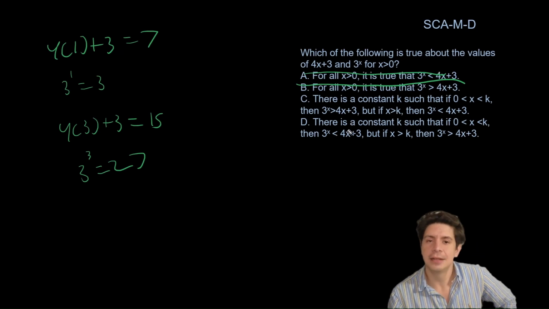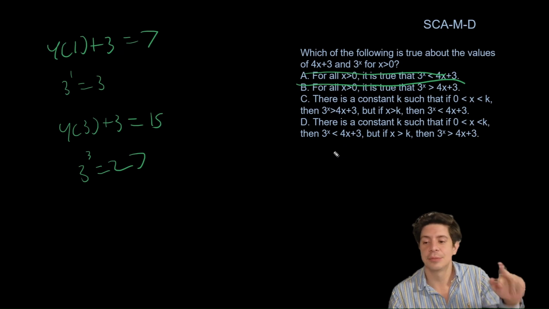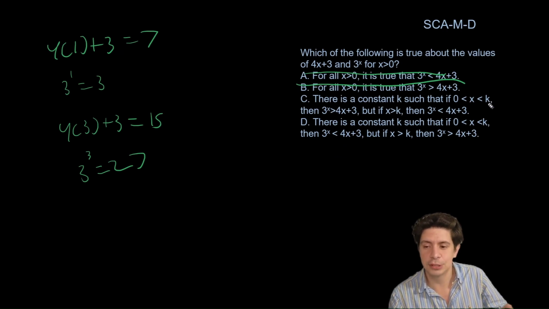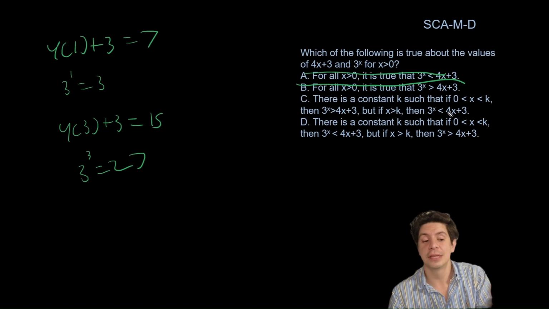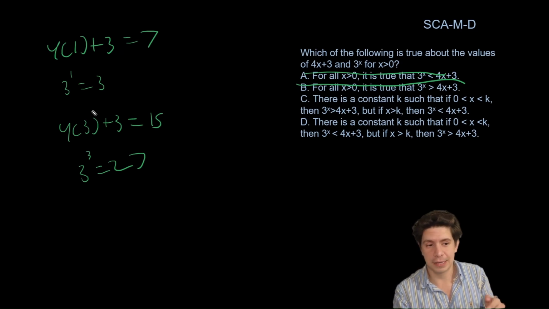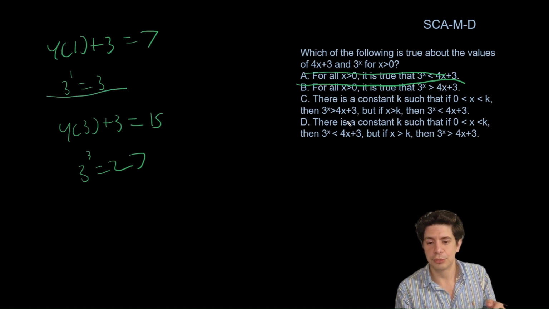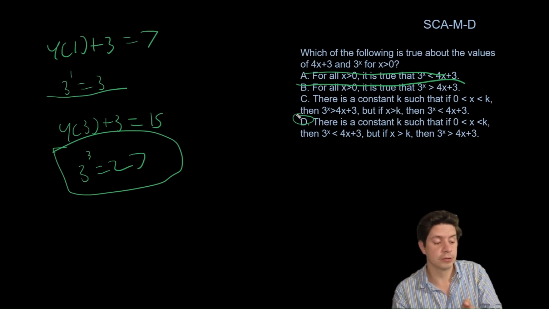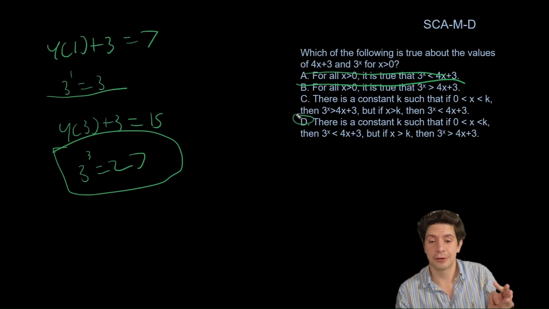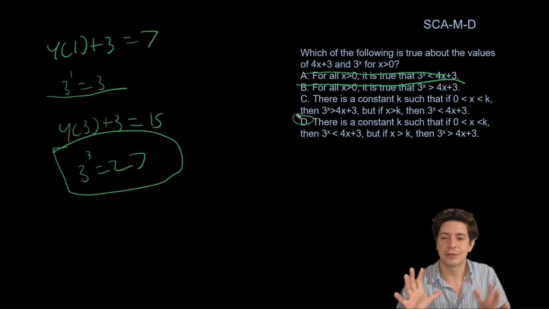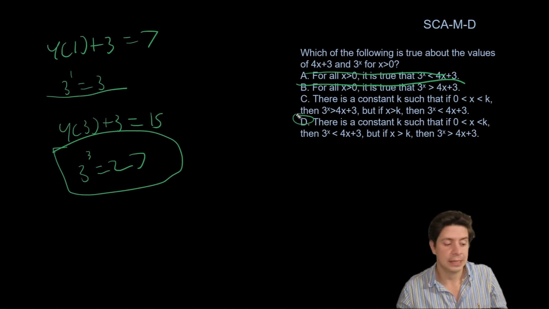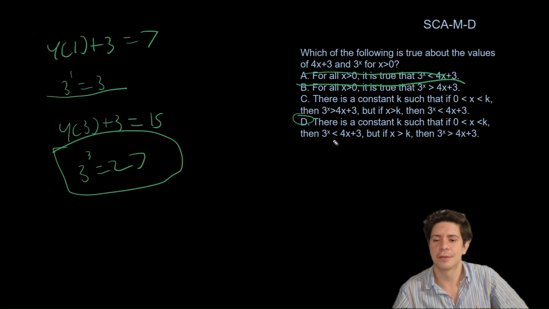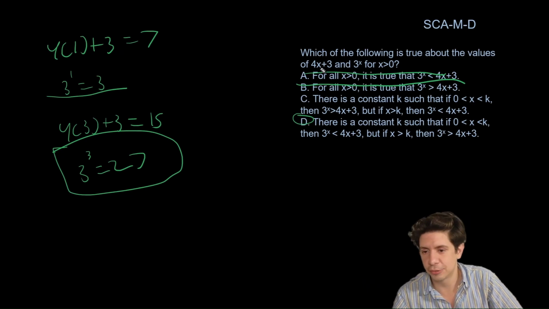Now C and D, in a very convoluted way, are basically saying there's going to be a flip. There's this value k, at which point it goes from 3 to the x being smaller, because it started off smaller, to 3 to the x being bigger. So it should be D. At some point, there's this flip at k where it goes from the exponential equation being smaller to the exponential equation being bigger. Okay, so this one, you just have to compare them. You could plug in values to see, and you should know basically that 3 to the x is going to grow faster than a linear equation eventually.